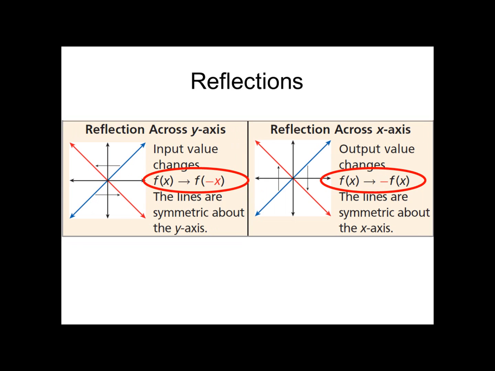Now, reflections: we either reflect across the y-axis or we reflect across the x-axis. This does change the slope of the graph. In order to reflect across the y-axis, we multiply the x value by a negative. Now that's an inside change. Whenever we reflect across the x-axis, we multiply the whole function by a negative 1. The whole thing gets multiplied by the negative 1, not just the x, but the whole equation. So again, inside changes and outside changes.